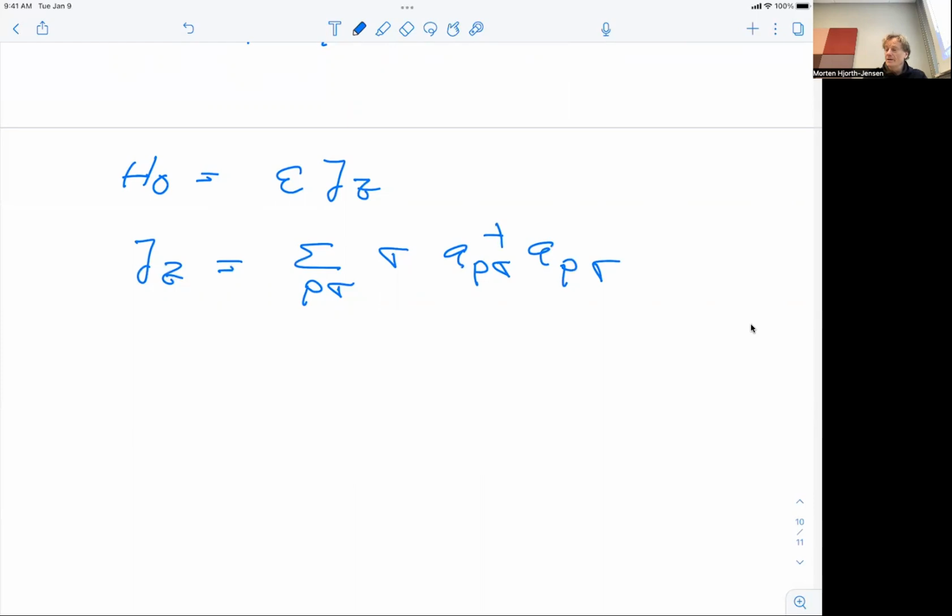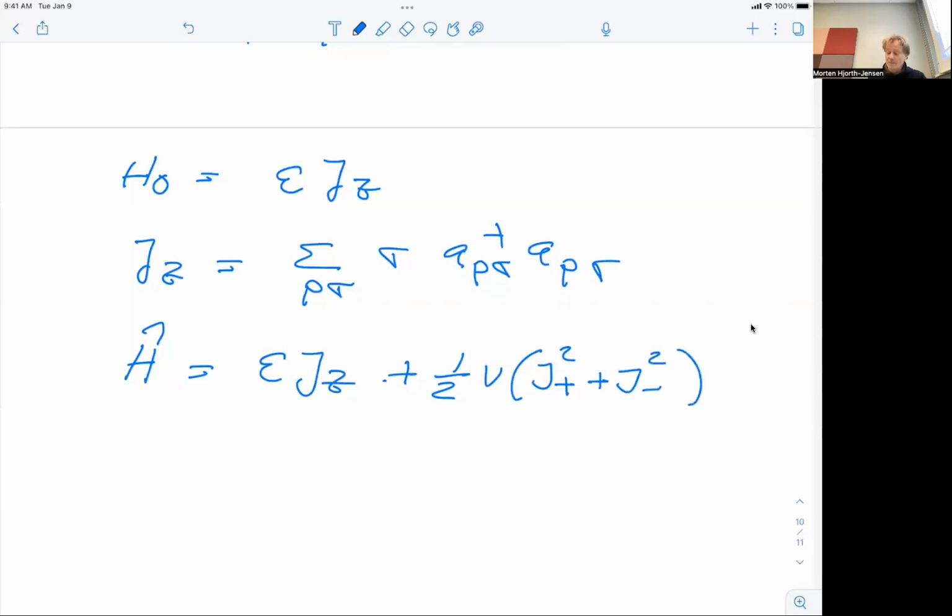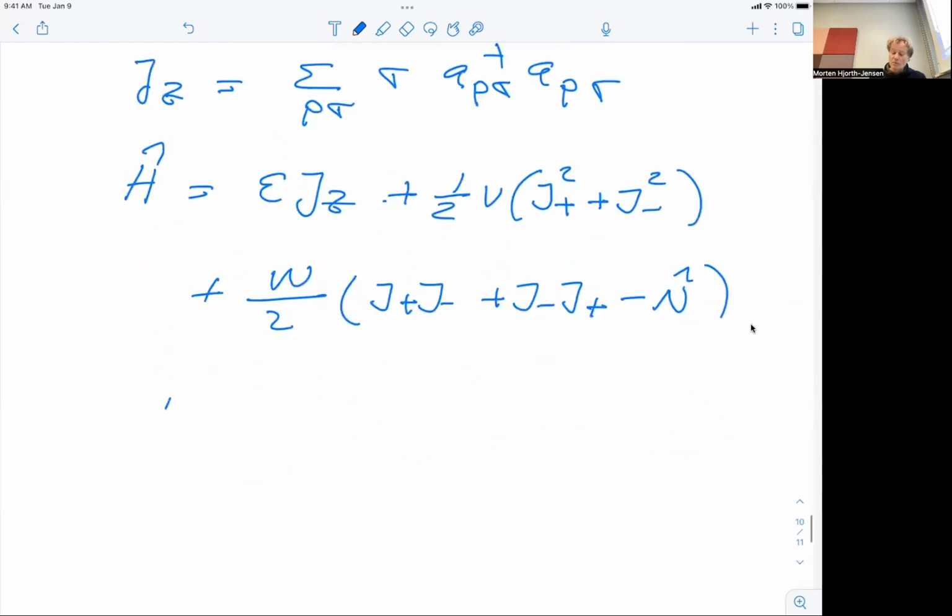So when I then write everything down, I had the interaction piece. So what I got then is that the Hamiltonian could be written as an epsilon times JZ. And then I have my two-body term. The first one has a 1/2 of V, and then it contains the operator J plus squared plus J minus squared. And then I have the next piece, which contains this W term, and that contains a J plus and a J minus plus a J minus and a J plus, and this is minus the number operator. And this number operator was also given as a sum over P and sigma. It simply counts the number of particles which I have.